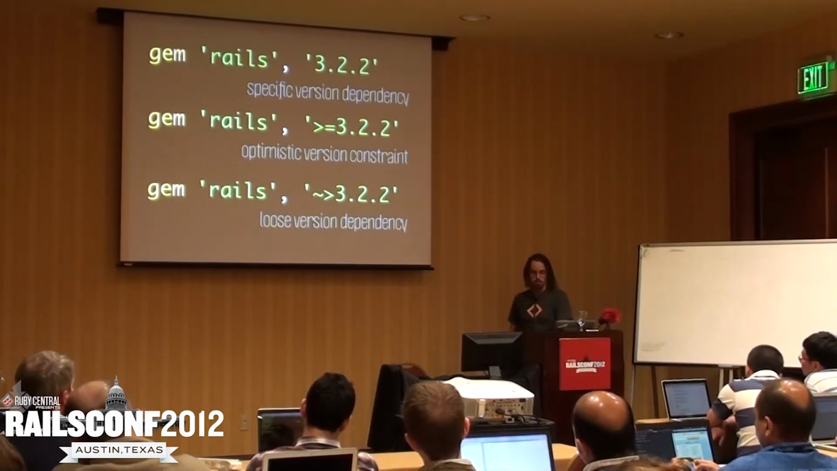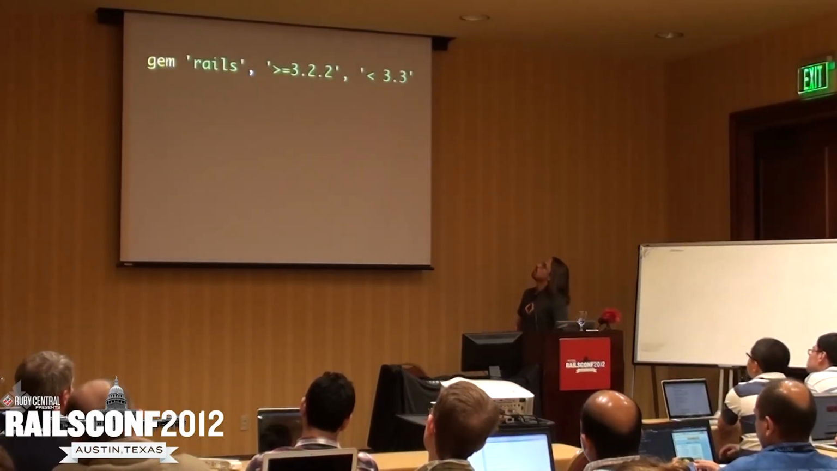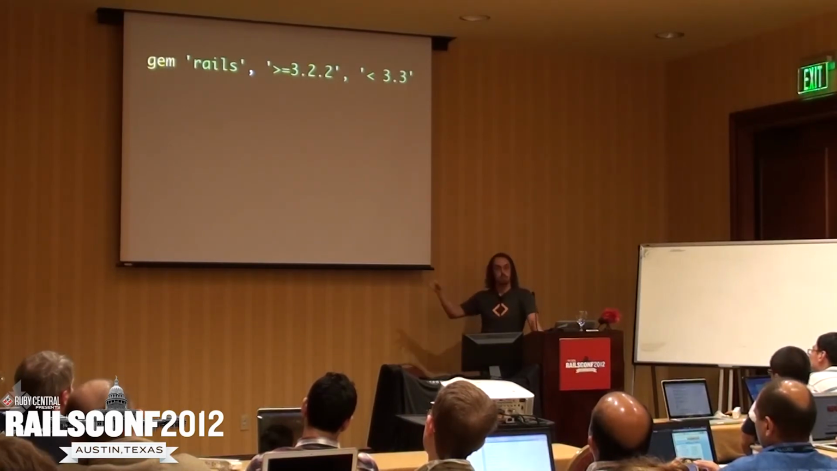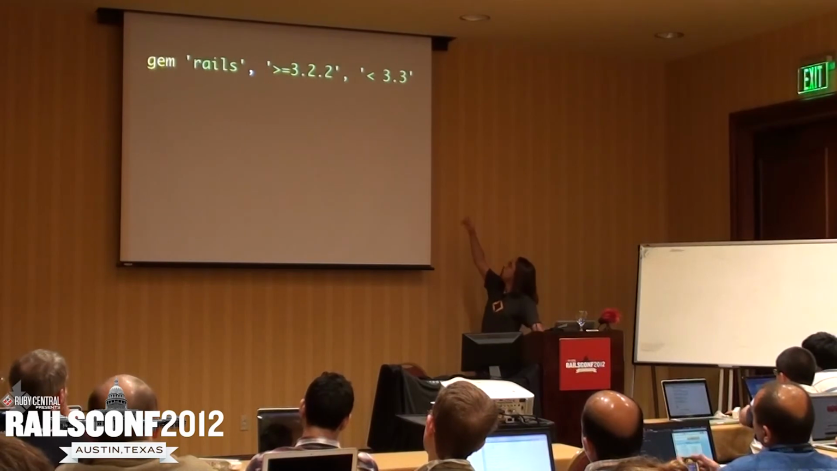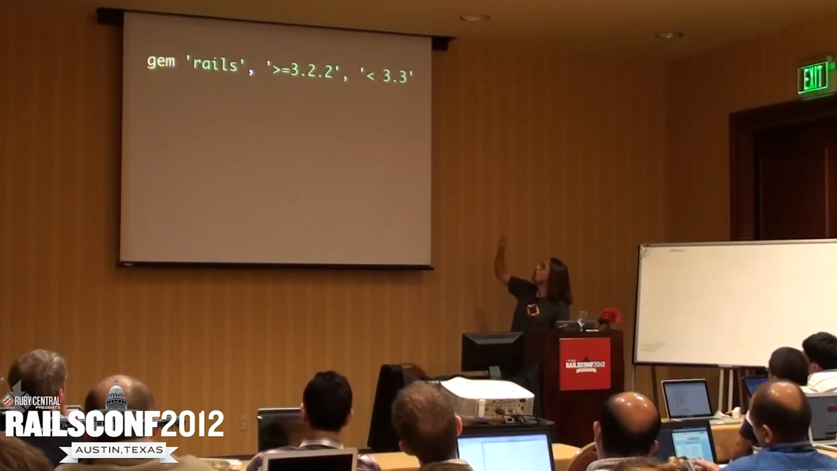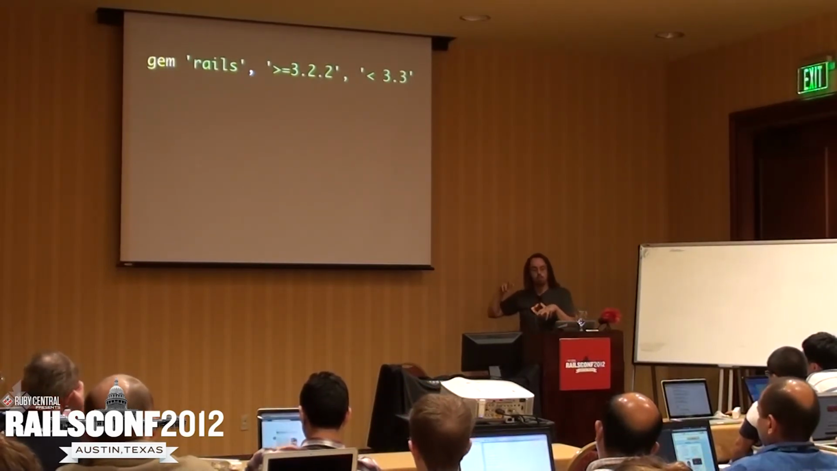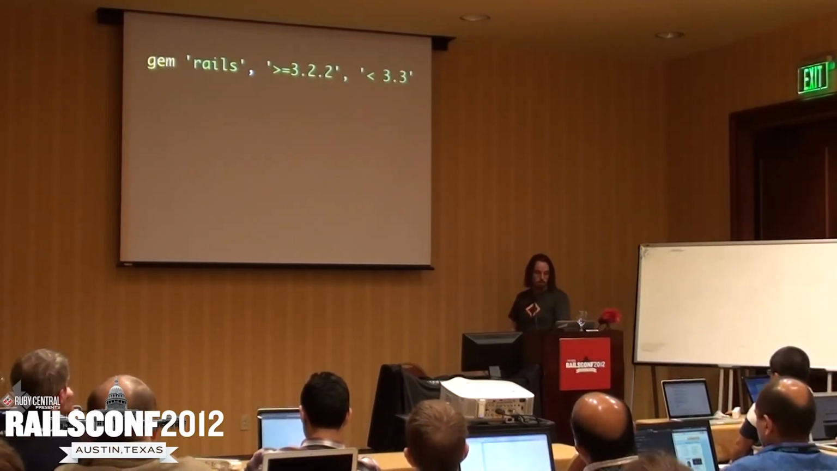So what it'll do is, it's the equivalent of this. Basically saying, I need something greater than 3.2.2, what I specified, but I don't want to go to another minor version. So you see this 3.3? It will never update. If you run bundle update rails, it will never go to 3.3, it will stay at 3.2.9, for instance.